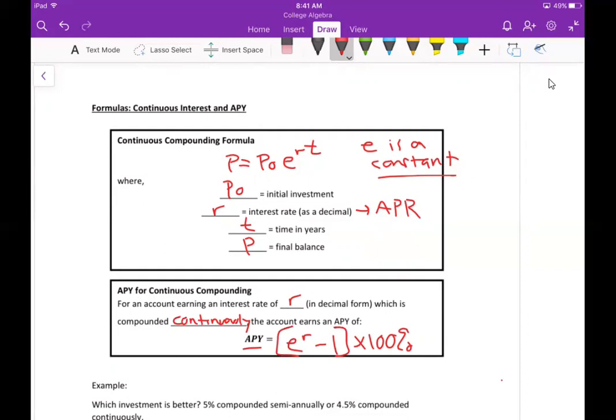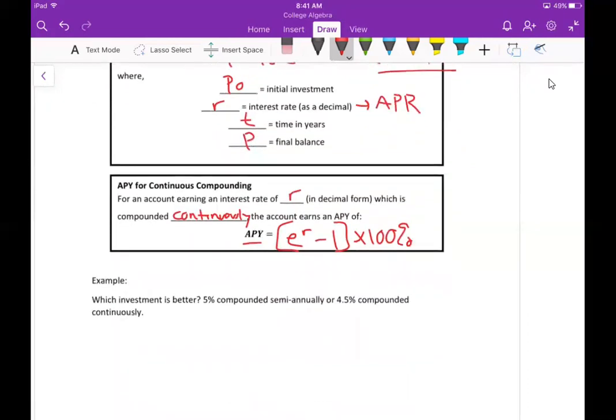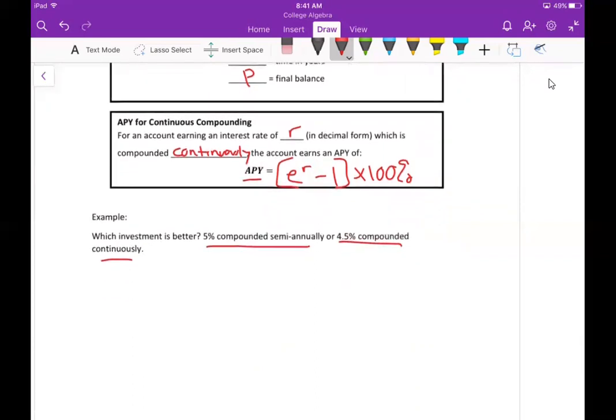Okay, so let's get a little bit of practice with this. So now let's compare. You should know if you're offered a 5% account compounded semi-annually versus a 4.5% account compounded continuously, you should be able to tell me right now which one you assume is going to be better. It's going to be the 5%, the higher interest rate, even though it's compounded only twice a year versus essentially infinitely many times in a year. Okay, but let's see exactly how we know which investment is better.